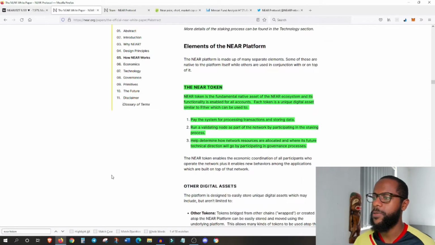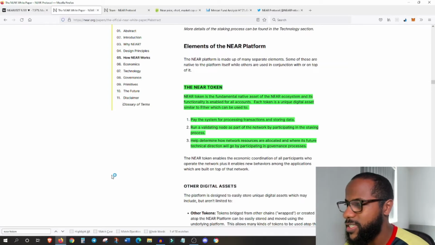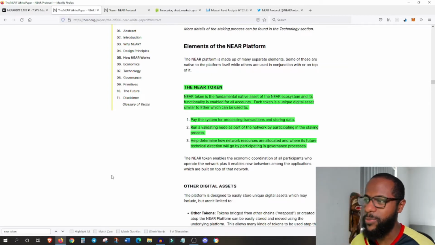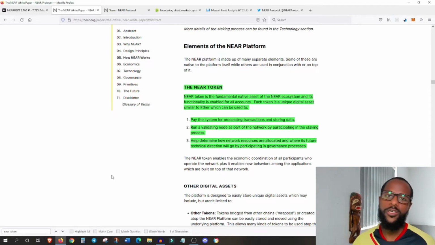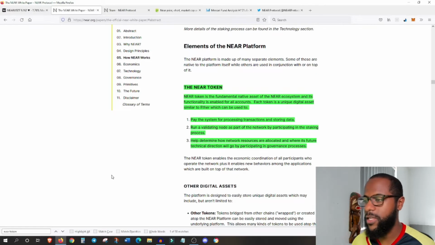Right, so the Near token. Near token is the fundamental native asset of the Near ecosystem, and its functionality is enabled for all accounts. Each token is a unique digital asset, similar to Ether, which can be used to pay the system for processing transactions and storing data, run a validating node as part of the network by participating in the staking process, and help determine how network resources are allocated and where its future technical direction will go by participating in the governance process. So, fairly simple usage for the token.